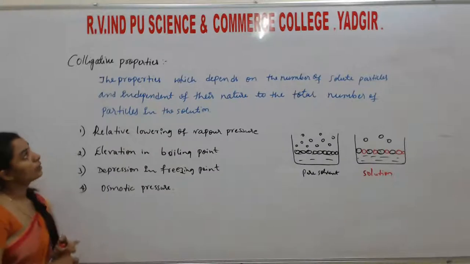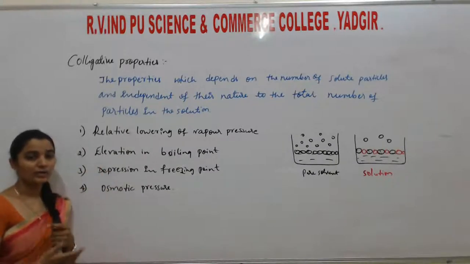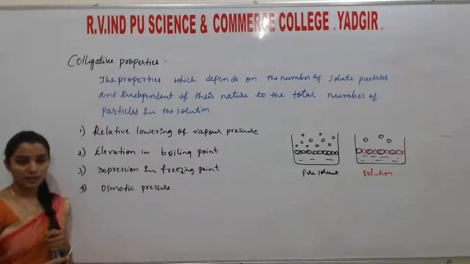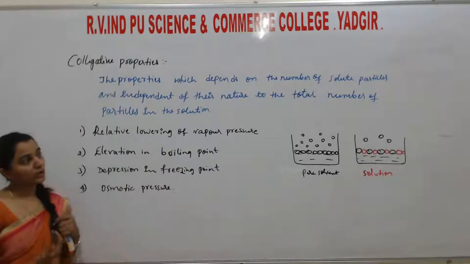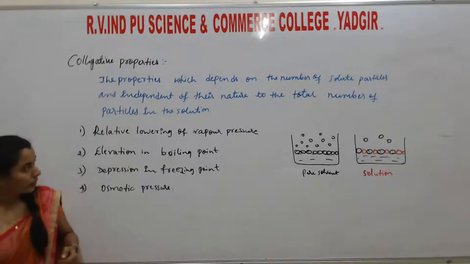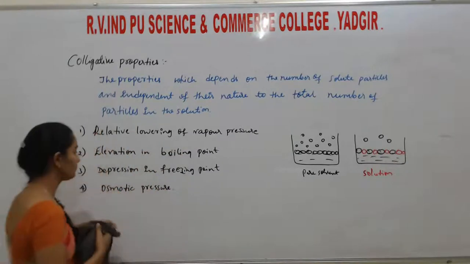So these are all about colligative properties, and this is important for class. They may ask what colligative properties are and how many colligative properties there are. Okay, so what are colligative properties and name them. This is very important for tomorrow, that's why I put it on the board, students. Okay, we will discuss one by one. The first one is relative lowering of vapor pressure.